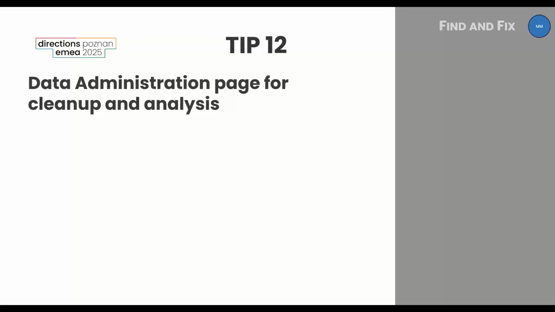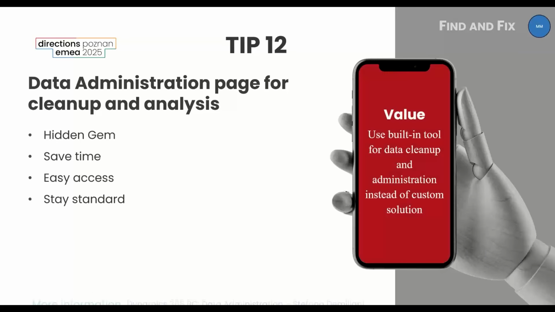Find and fix is the next category. So tip number 12 is about using the data administration page for cleanup and analysis. Why I'm mentioning this is because often when people want to do something, they tend to reinvent the wheel, or they are not even aware of some things that already exist in BC.